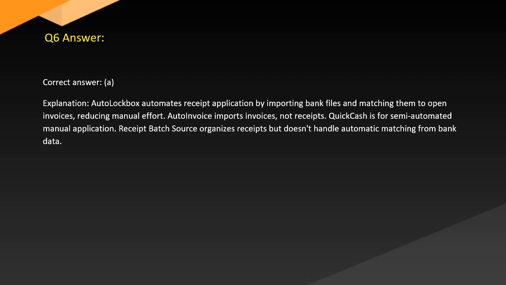Answer. Correct answer: A. Explanation. AutoLockbox automates receipt application by importing bank files and matching them to open invoices, reducing manual effort. AutoInvoice imports invoices, not receipts. QuickCash is for semi-automated manual application. Receipt batch source organizes receipts, but doesn't handle automatic matching from bank data.